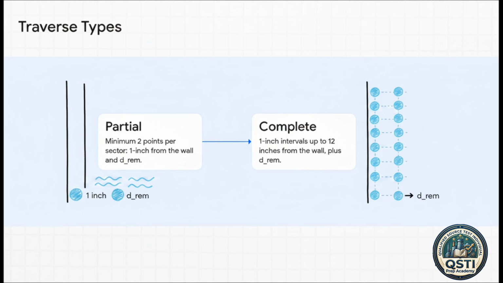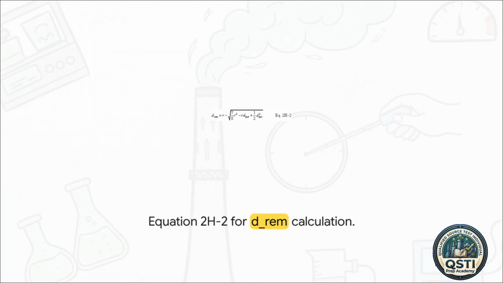Step 1 could be a partial traverse. This requires a minimum of 2 points per sector closest to the wall. Specifically, you're looking at 1 inch from the wall and then a calculated point we call DREM. Or Step 2, you do a complete traverse. This means you're taking measurements at 1-inch intervals all the way up to 12 inches from the wall, plus your DREM point.